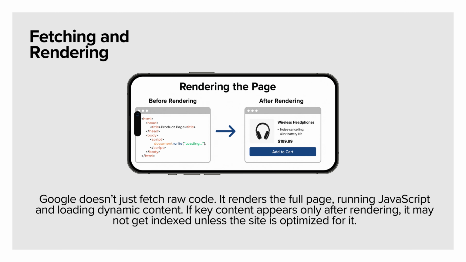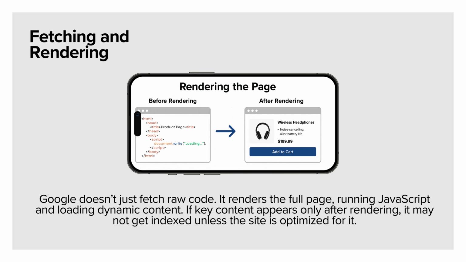Once a page is selected for crawling, it's fetched, meaning the raw content is downloaded. From there, the page is rendered. Google processes the HTML, CSS, and JavaScript to see what the page actually looks like. This includes running scripts and loading dynamic content, which is especially important for modern JavaScript-heavy websites.